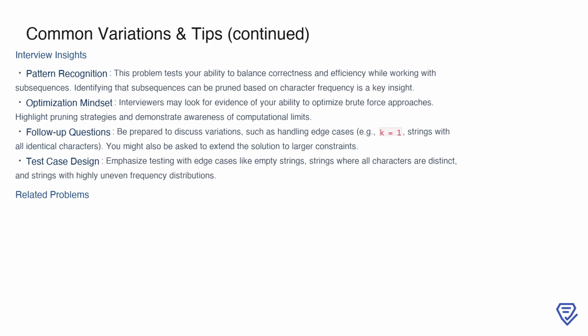This problem is a great opportunity to demonstrate key skills during an interview. It tests your ability to balance correctness and efficiency when working with subsequences. Recognizing that character frequencies can help prune invalid candidates is a critical insight interviewers look for. They may also evaluate your ability to optimize brute force approaches, so be ready to explain how you reduce unnecessary computations. It's also important to prepare for follow-up questions.